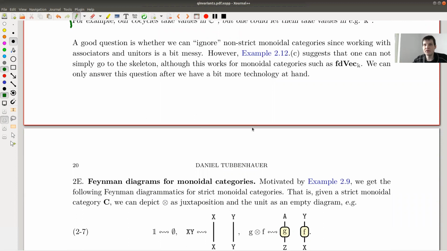So a good question would be whether we can ignore non-strict monoidal categories, since this is really a mouthful. It looks like you just need to go to the skeleton, and that's why I gave you the example above. No, that doesn't quite work. You have skeletal non-strict monoidal categories. There is a way to do it. I won't discuss it in detail, but I will go there. Basically, what I just said is, I'm talking to you now for about 50 minutes or so, and I told you a lot about associators and non-strictness, and yet it doesn't matter. Or it only matters up to a certain point.